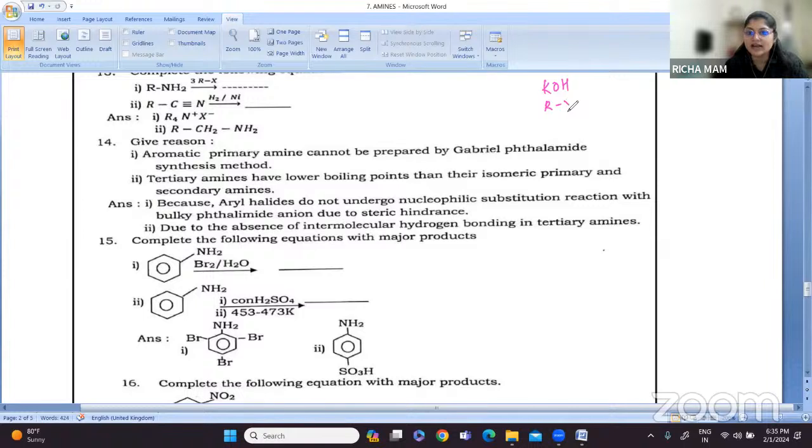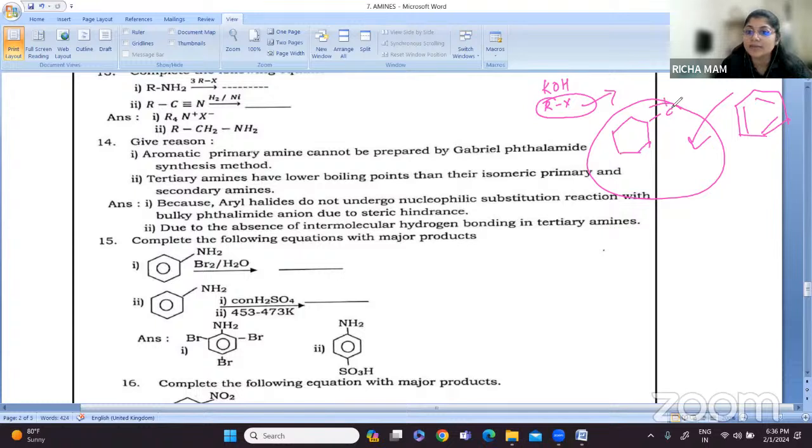Then we are taking an alkyl halide, right? So if we take an aryl halide, then these aryl halides do not undergo nucleophilic substitution reaction with the bulky phthalimide, because there is a bulky phthalimide amide ion. So due to that there will be steric hindrance, because the aryl groups are also bulky groups and there is a phthalimide group also.